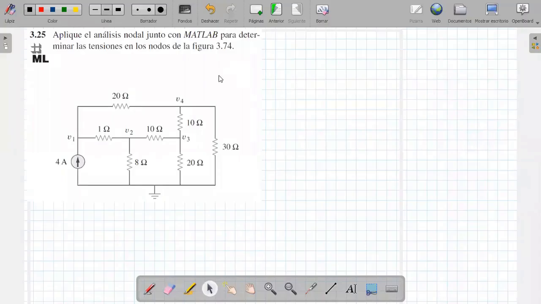Good morning, colleagues. Today we are going to solve exercise 3.25 from the book Fundamentals of Electrical Circuits by Sadiku. This exercise tells me that by applying nodal analysis and using MATLAB to determine the voltages of the nodes in the figure, we observe that the nodes have already been marked with the voltages that we have to calculate: V1, V2, V3 and V4.